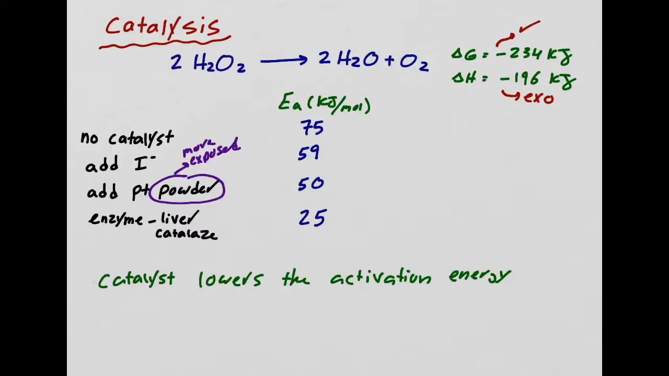So if I add no catalyst and the activation energy is 75 kilojoules per mole, what that means is this reaction is going to happen in 2 years. You have to sit there for 2 years to make this reaction go. Good luck with that. Hopefully you have better things to do. If I add I minus, then it's going to happen in 12 days. Oh my God, look at that. Huge difference. If I added platinum powder, now it's going to happen in 40 minutes. And if I added enzyme, it's going to happen in 1 second.